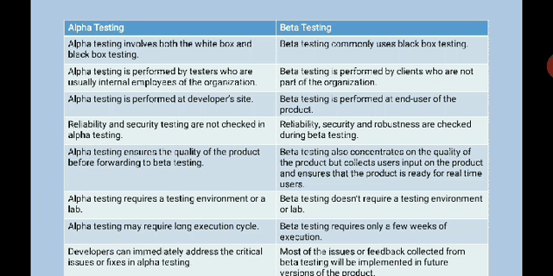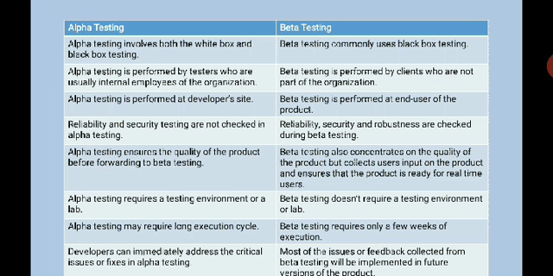So alpha testing ensures the quality of the product before forwarding to beta testing. So first it checks the quality and then it forwards to beta, wherein beta concentrates on the quality but also collects user input on the product and ensures that the product is ready for real-time users, right? So alpha is basically preparing the system towards beta testing, and beta testing is preparing the system just before putting it in the real world scenario, right? These points are so well fitted and simple that you actually gain very good clarity into the topic.